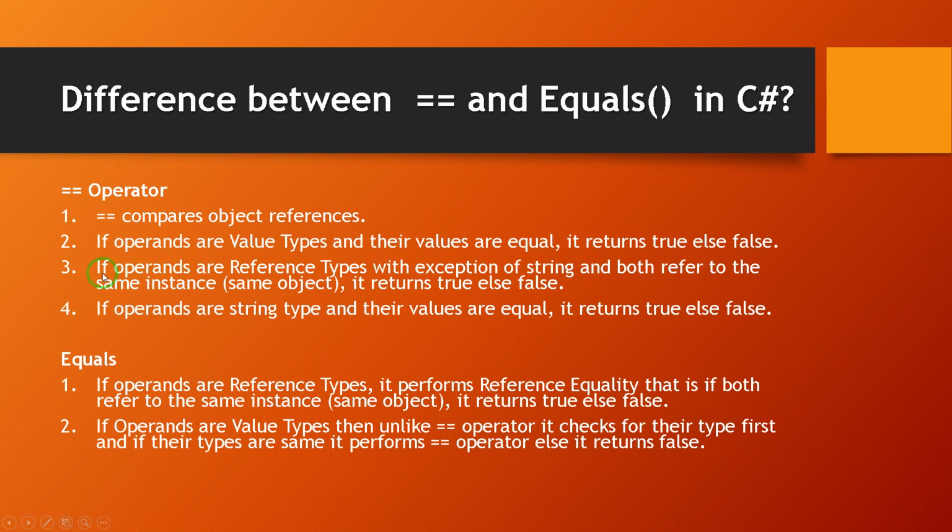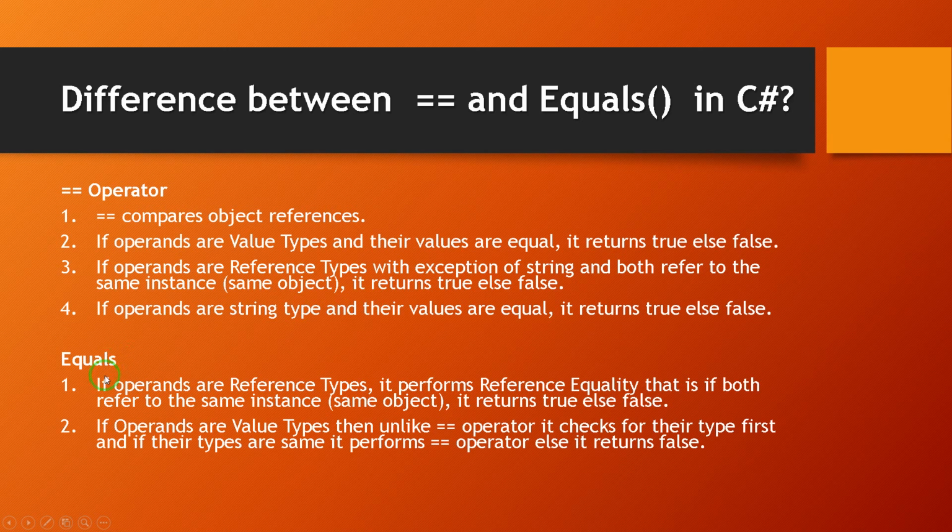Third point, if operands are reference type with exception of string and both reference the same instance or same object, it returns true, else returns false. And fourth point, if operands are string type and their values are equal, it returns true, else returns false, as we checked in the example.